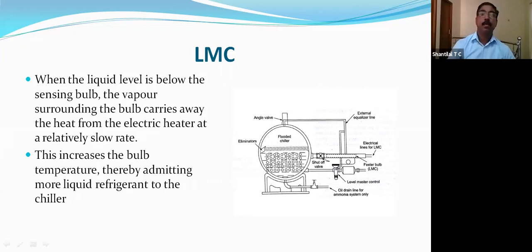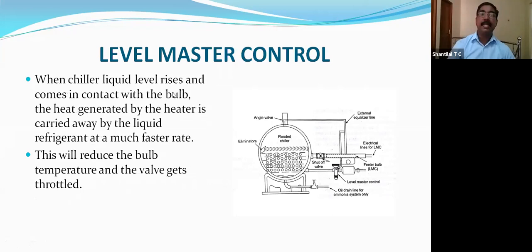So when the chiller level rises and comes in contact with the bulb, the heat generated by the heater is carried away by the liquid refrigerant at a much faster rate. This will reduce the bulb temperature and the valve gets throttled.